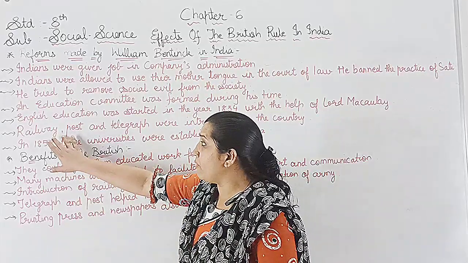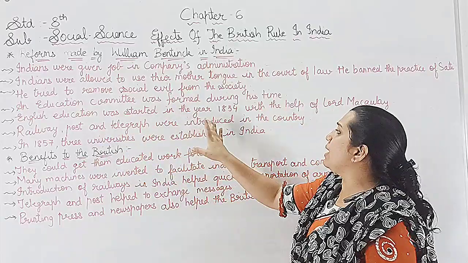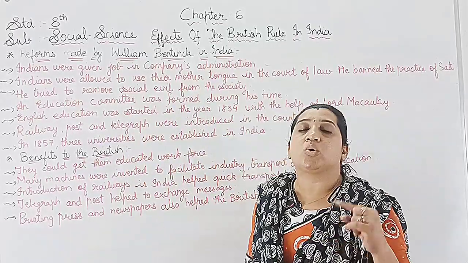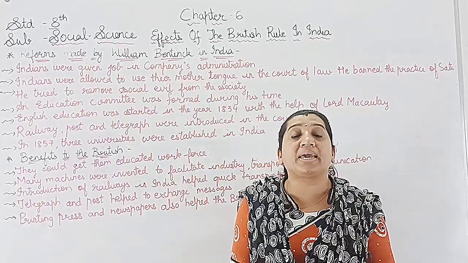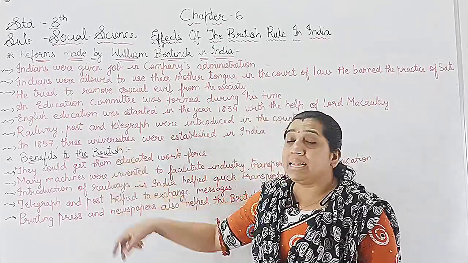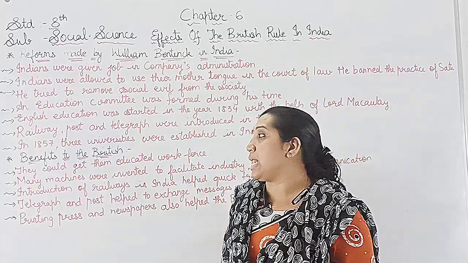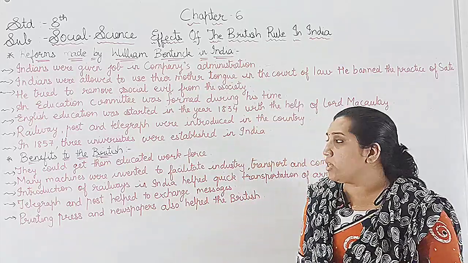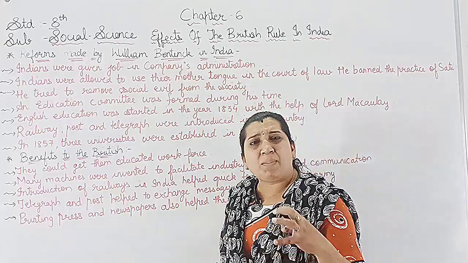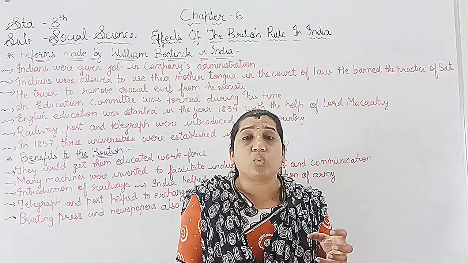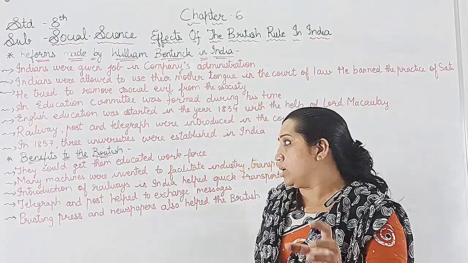Now here, railway, post and telegraph were introduced in the country in the year 1857. We have already discussed that in lesson number 4, that in the year 1854 Dalhousie started the 3 universities in India, in Mumbai, Chennai and Kolkata. Now, the particular reforms which were started by the Britishers, what was the benefit towards the Britishers?